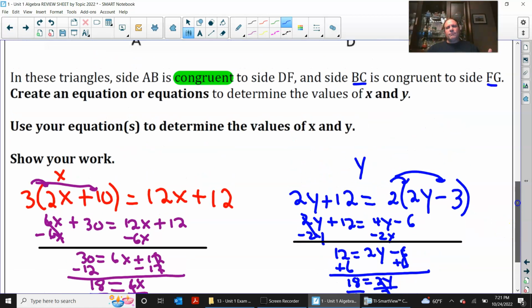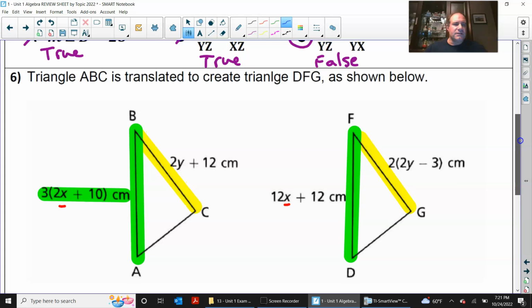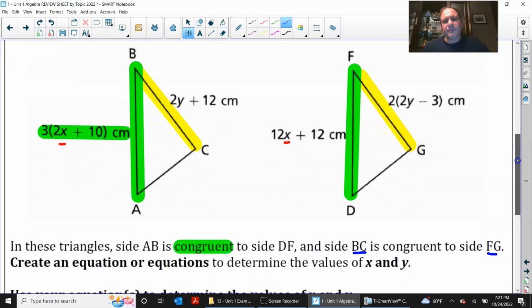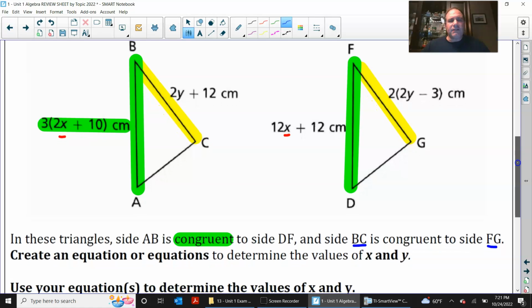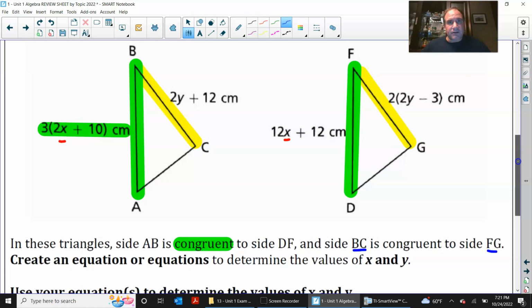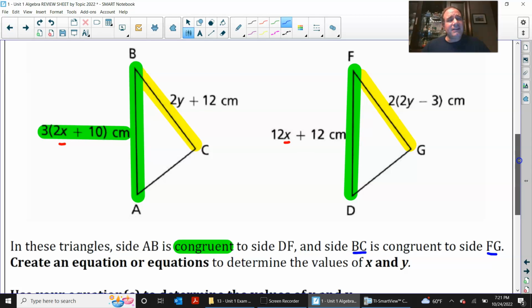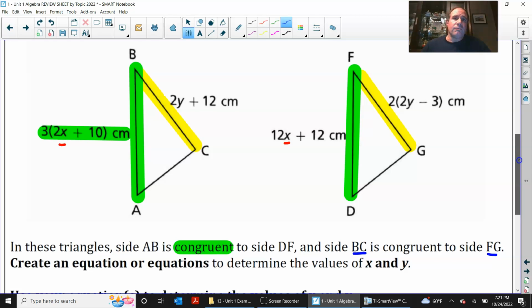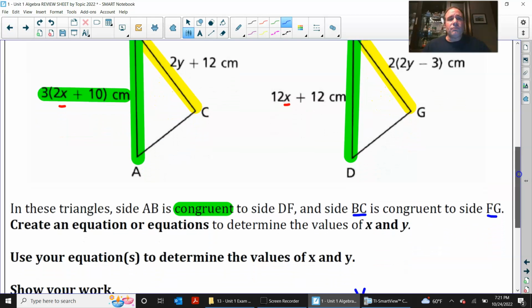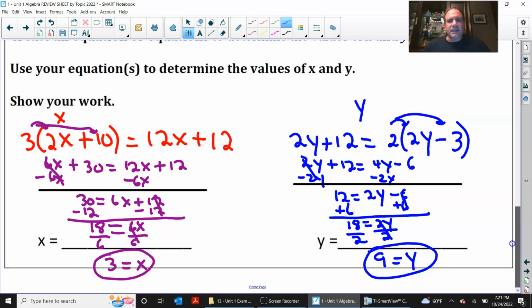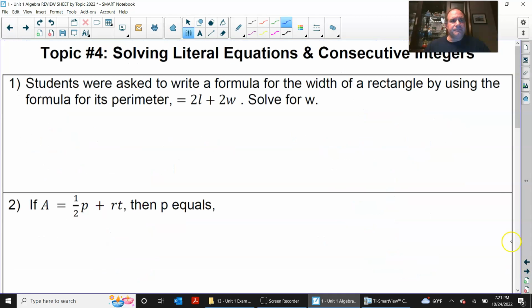Just remember, when they give you this type of question and they're saying that side AB is congruent to DF, then they're telling you that they're equal to each other, right? And then the other sides, just remember also, you can't solve an equation right now with two different variables. So you have to match up the variables, all right? When they're saying they're congruent, they're equal to each other. So x equals 3 and y equals 9.